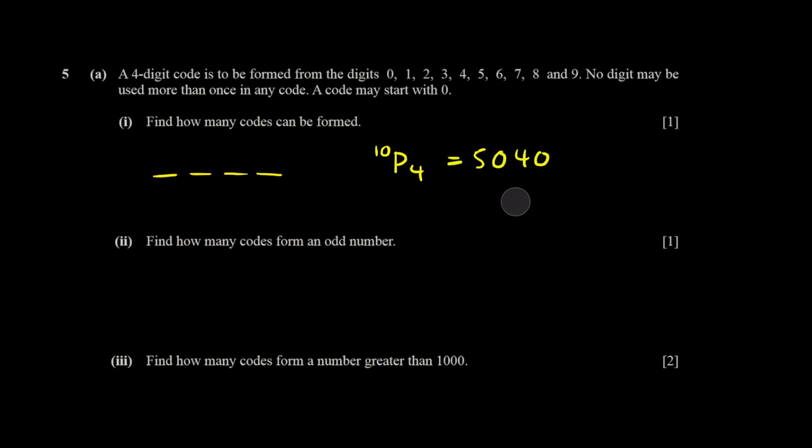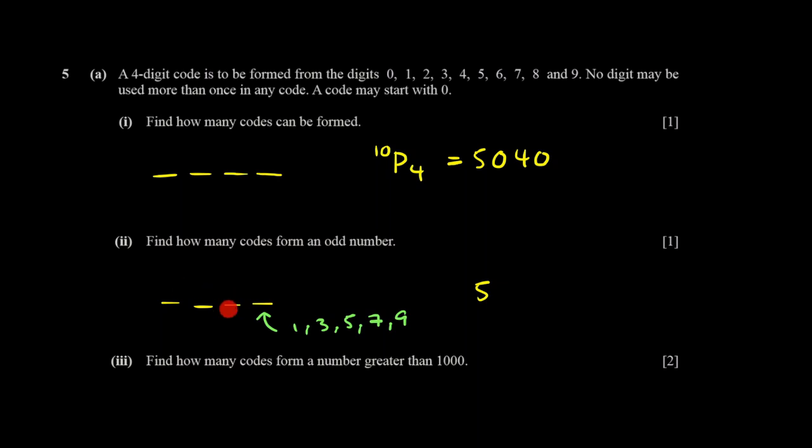All right, then, part 2. How many codes form an odd number? We could think of it like this. If we've got an odd number, then what can go in the last digit? Well, it can either be the number 1, or 3, or 5, or 7, or 9. So the way we think about this is to say, how many ways can I choose the last digit? There are 5 ways I can choose the last digit.